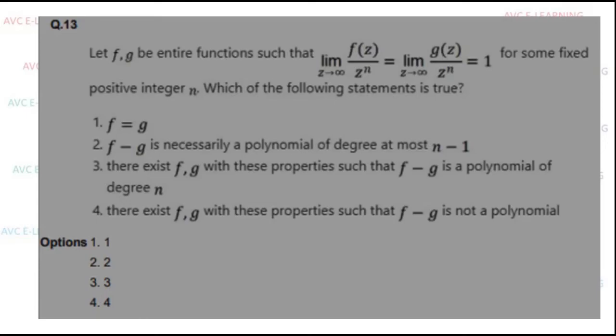Hello friends, today we are going to see some CSIR 2020 questions which are asked in part B.